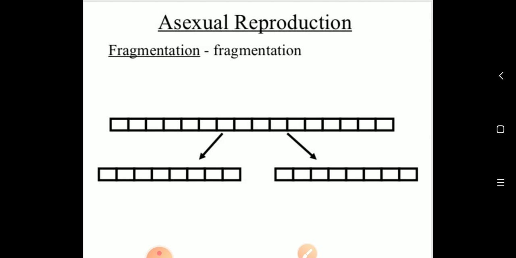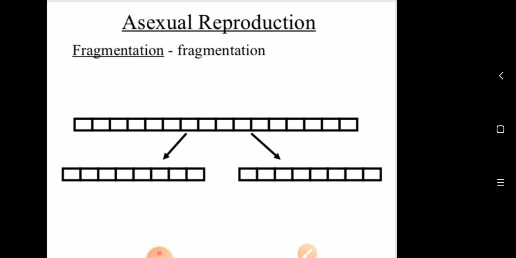Now, the other method of asexual reproduction is fragmentation, in which the filament can be broken into pieces by some mechanical forces, like water waves, so it can form several daughters.